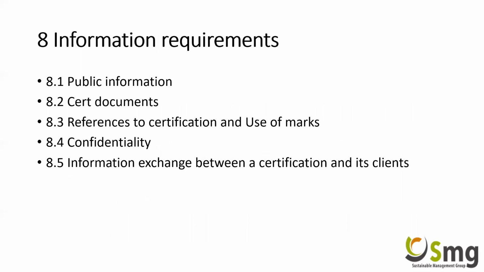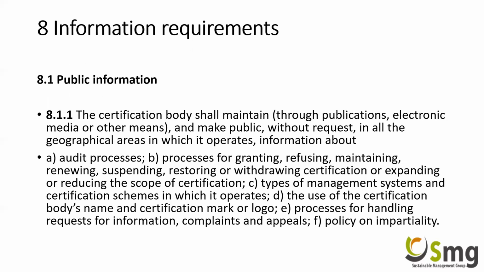So we do the last section for today, which is information requirements: public information, certification document, references to certification and use of marks, confidentiality, and information exchange between a certification body and its client. Public information. A certification body shall maintain, through publication, electronic media or other means, and make public without request, in all the geographical areas in which it operates, information about the following. No one has to request this information. We have to make it public without request.